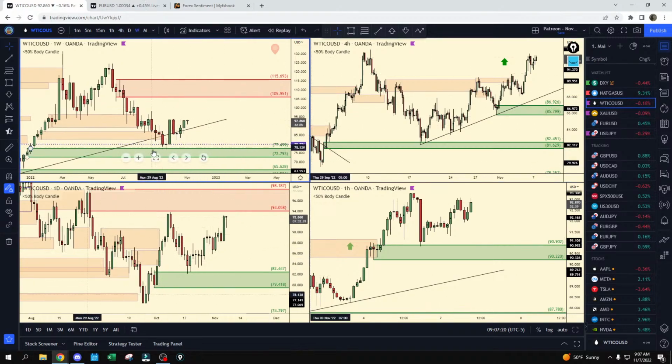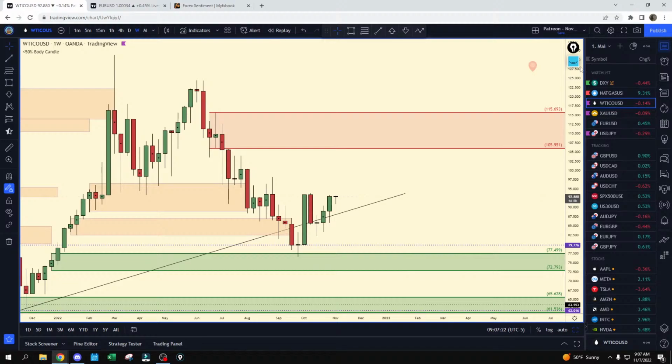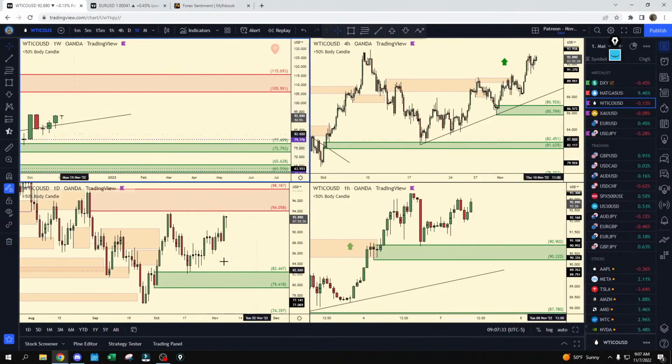The reason I like oil is because if you look on the higher time frames for swing trading, the profit margin is pretty high. It's at least to 105 at this weekly supply. So if we can get in long, I think that the profit margin is very, very high.